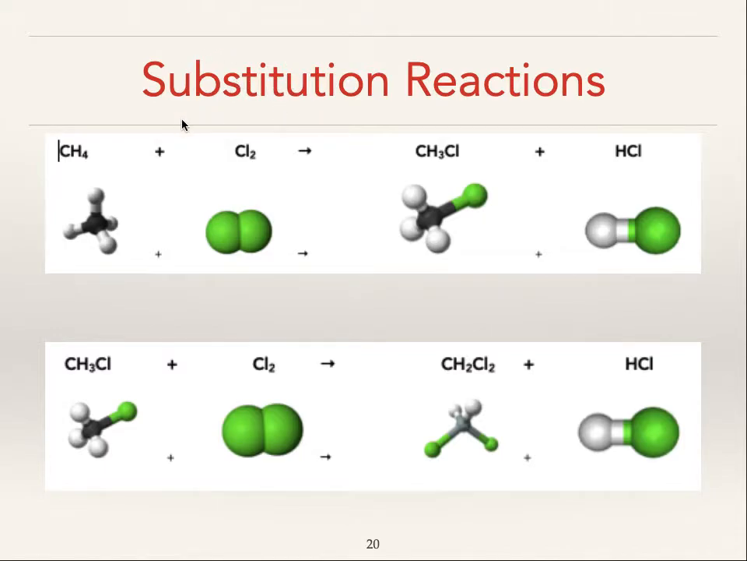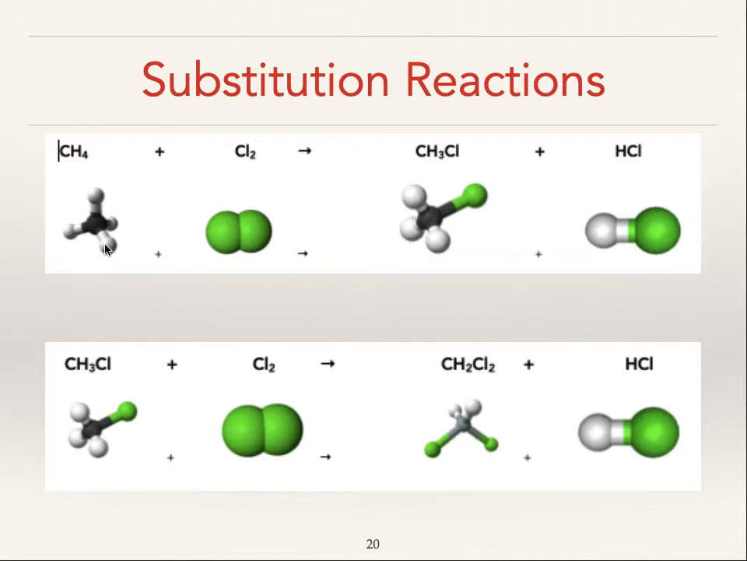As the name suggests, you're going to substitute one atom for another. The substitution happens here. You're always going to have some sort of an alkane. In this case, we have methane. And then you're going to have some sort of a halogen. In this case, we're using chlorine as an example. What happens is one of these atoms of chlorine replaces an atom of hydrogen.